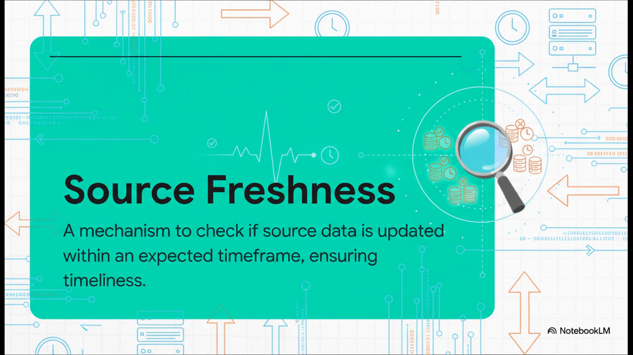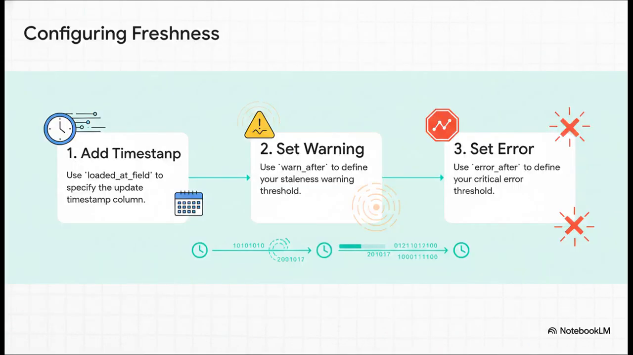This is so important because the last thing you want is for your stakeholders to be making big decisions based on old, stale information. And you're not going to believe how easy this is to set up. Seriously, it's just 3 steps. First, you tell dbt which column has the timestamp for when the data was loaded. Second, you set a warning threshold, say 12 hours. And third, you set an error threshold, like 24 hours.